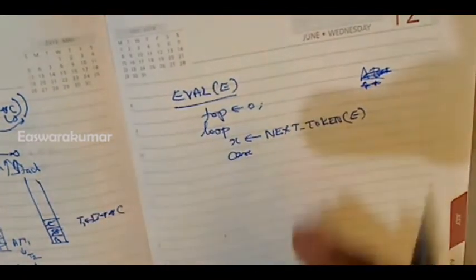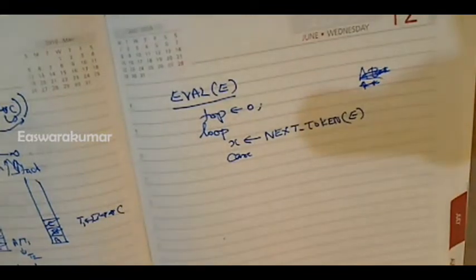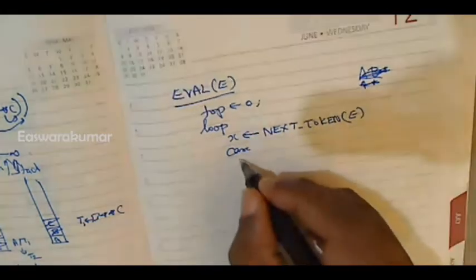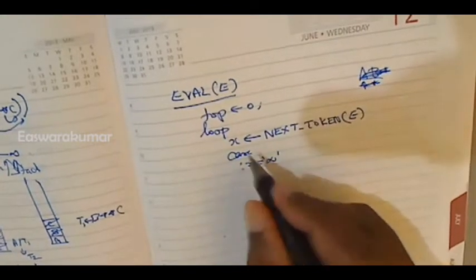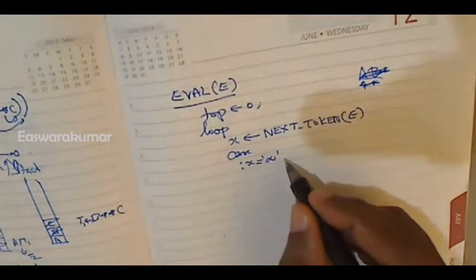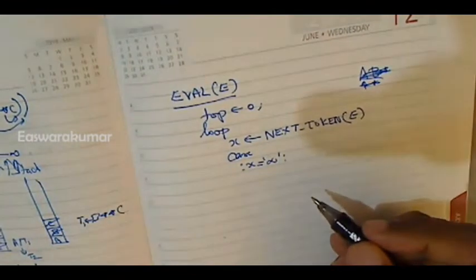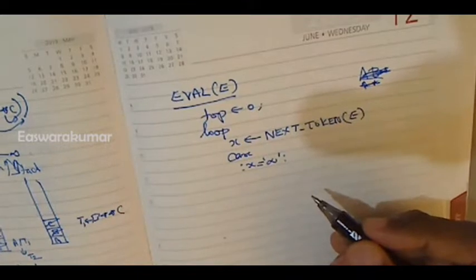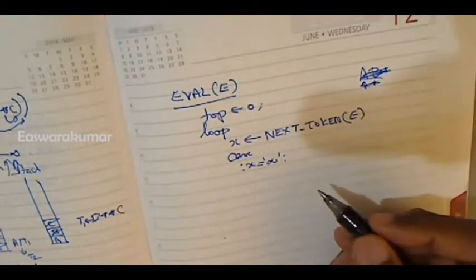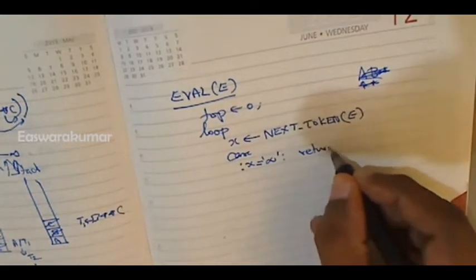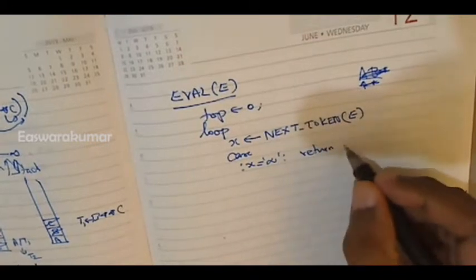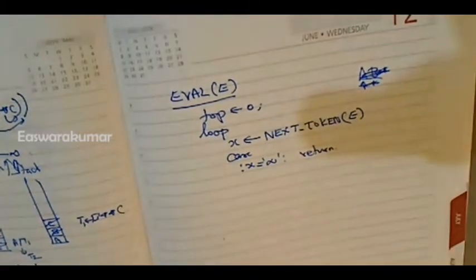Now, depending on the value of X, we have to do something. So there is a case statement, or in C, a switch statement, right? Depending on the value of X, there are different cases. The first case: if X is equal to infinity. This is a comparison, not an assignment statement. So X equal to infinity. Infinity stands for the end of the expression. In this case, we will return. Once you return, if you want to get the answer, you have to fetch the value from the stack and return it.